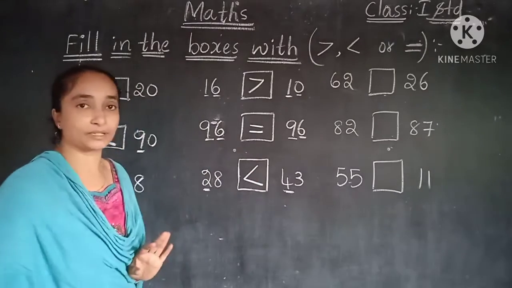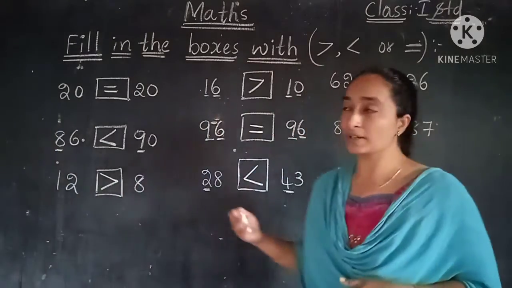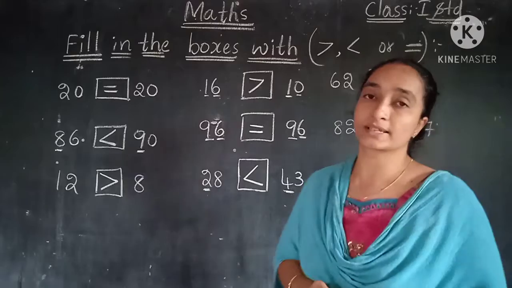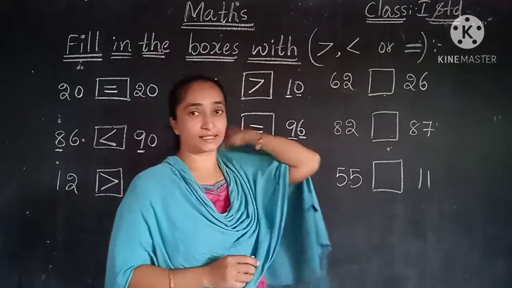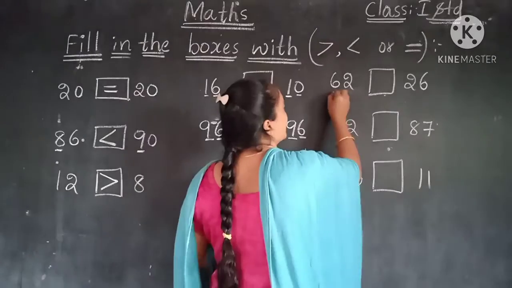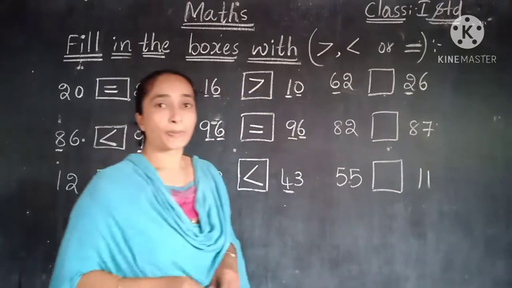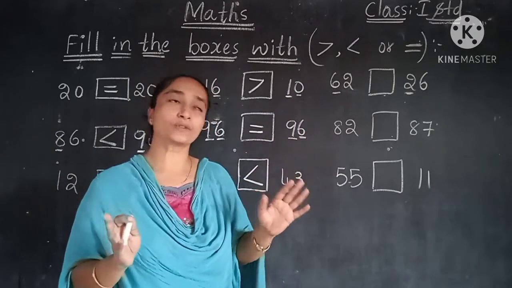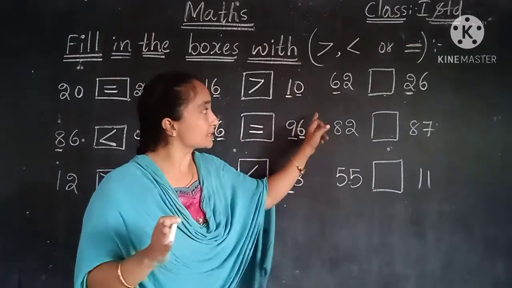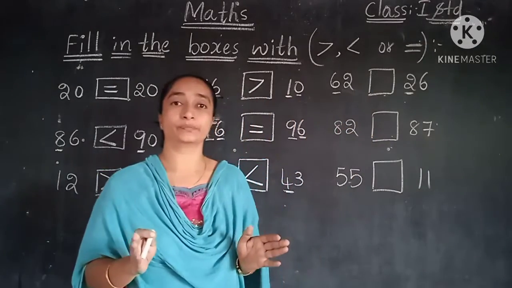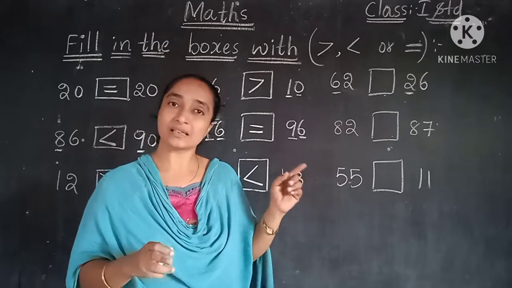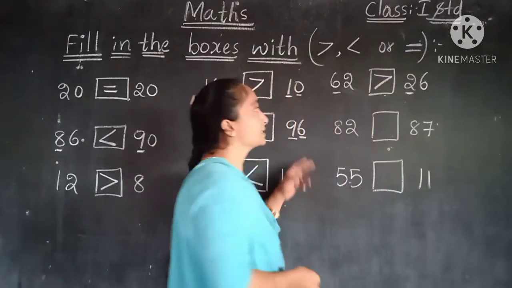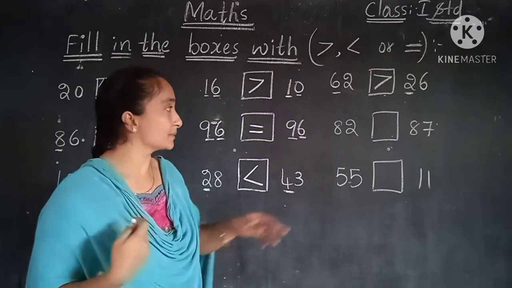Okay children. So here we have completed. Now let us see the next one here. Here we can see children, the another row here we have 62 and 26. The first tens place check children. 6 tens, 2 tens. So no need to confuse at all. 62, 26, that is little bit confusion. So no need to worry. The tens place you should check. 6 is the big number. So the symbol also be this side. So here we can write 62 is greater than 26.